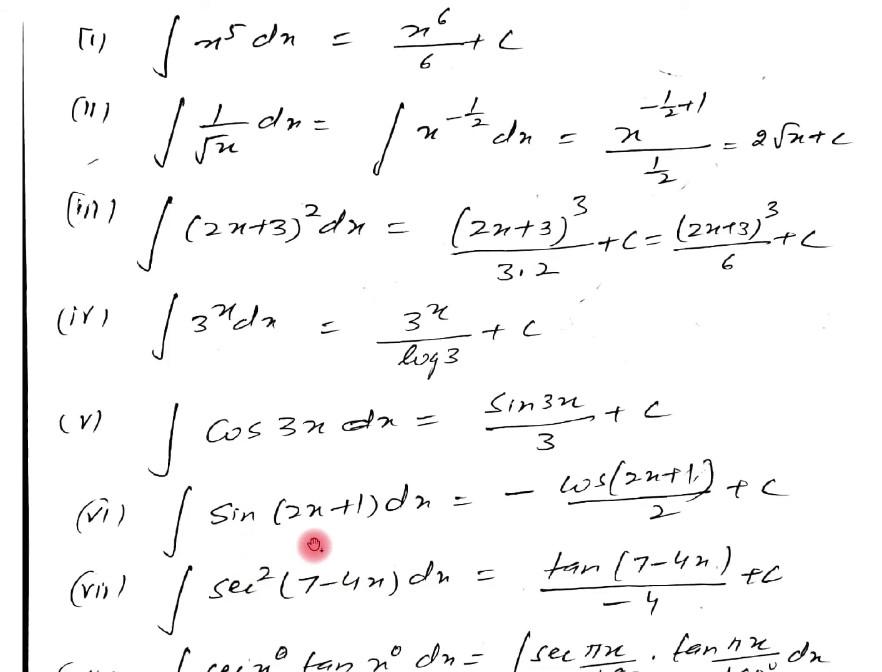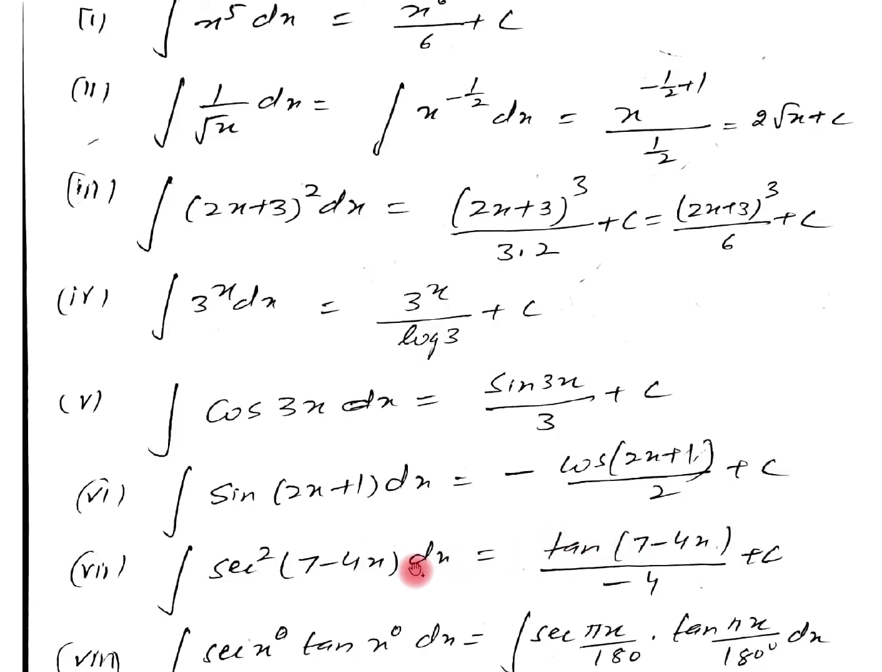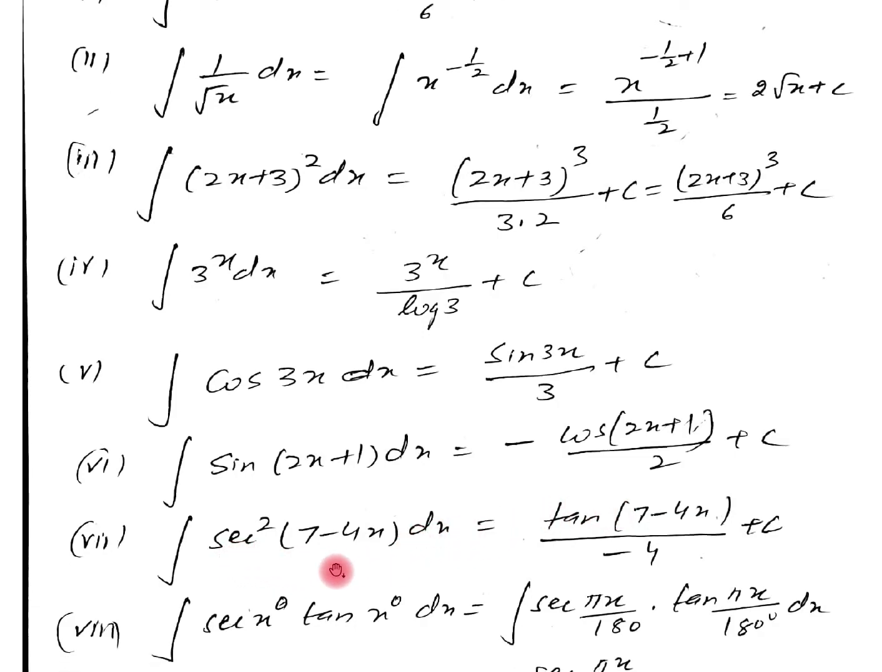Similarly, the integral of sin (2x plus 1) dx, again it should be a linear function, then only we can apply the result. The integral of sin is minus cos, so minus cos (2x plus 1) upon the coefficient of x, which is 2, plus c. Now the integral of secant square (7 minus 4x) dx. The integral of secant square is tan, so it can be written as tan (7 minus 4x) upon the coefficient of x, minus 4, plus c.